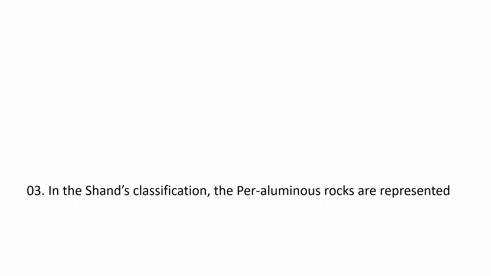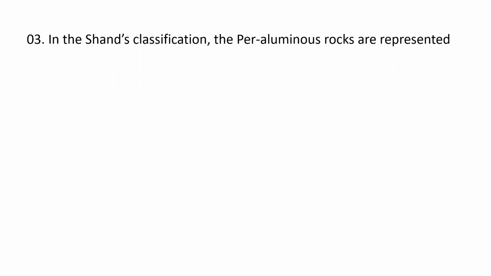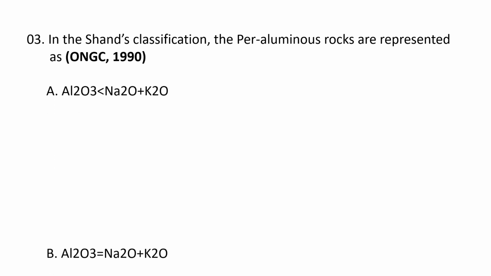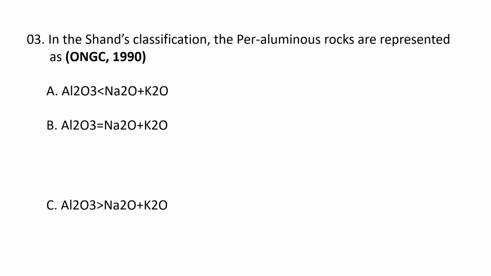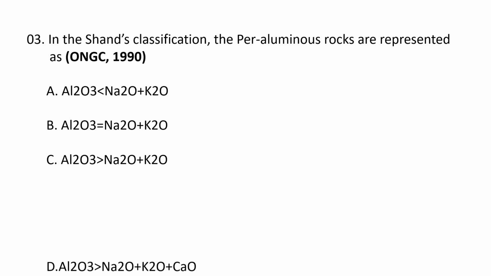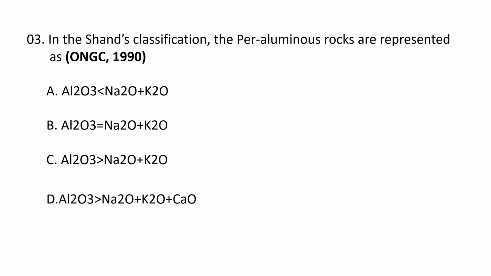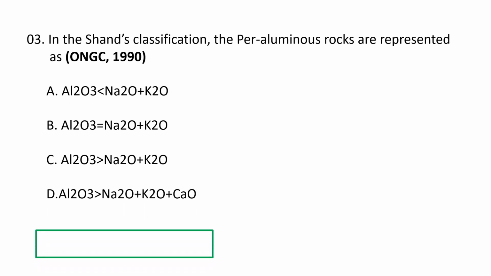Next question. In Shand's classification, the peraluminous rocks are represented as A. Al2O3 is less than Na2O plus K2O. B. Al2O3 is equal to Na2O plus K2O. C. Al2O3 is greater than Na2O and K2O. And D. Al2O3 is greater than Na2O plus K2O plus CaO.